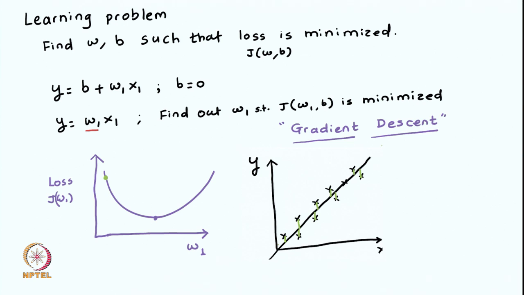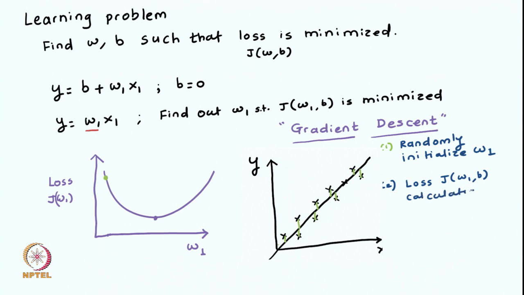Now, the first thing that we did is we randomly initialize W1. Then what we did? We calculate the loss value. We calculate the loss. So we know the loss. Now this is the point where we want to reach, right? How do we really reach this point from here?